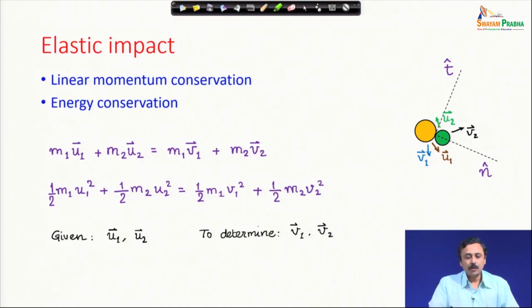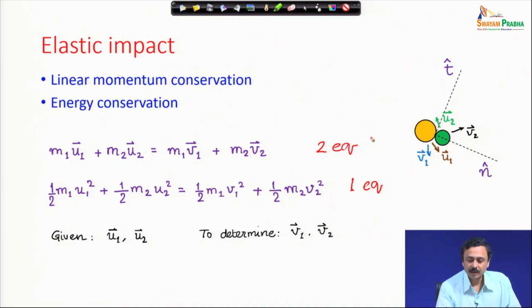With the linear momentum conservation, we have 2 scalar equations, and the kinetic energy has one scalar equation. Therefore, we have 3 scalar equations out of this one vector and one scalar equation. We have 2 equations from this and one equation from the energy conservation. In general, there will be 3 equations, but right now there are 4 unknowns.